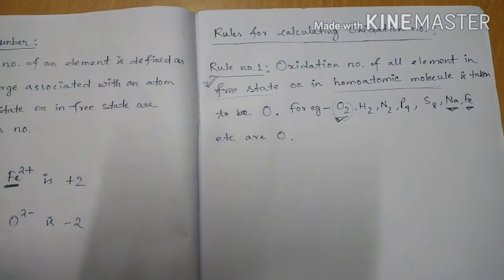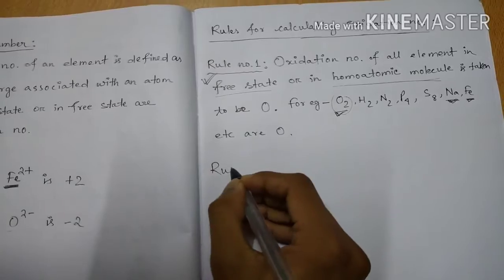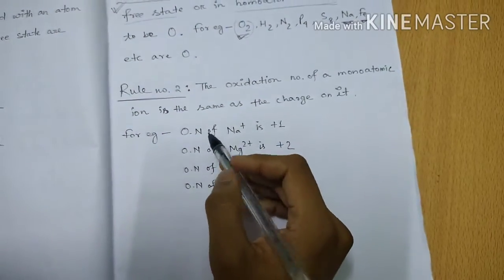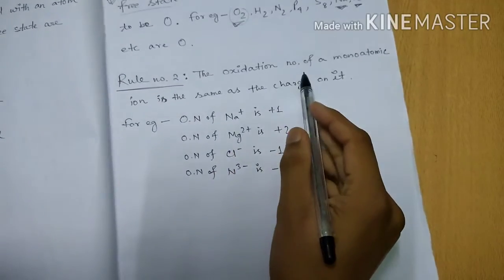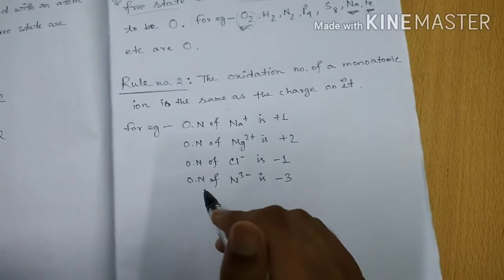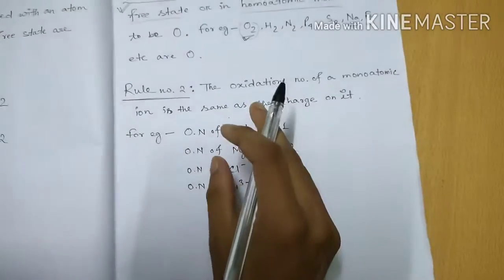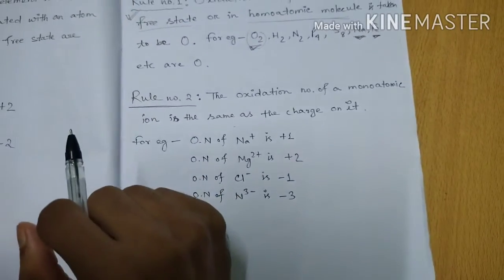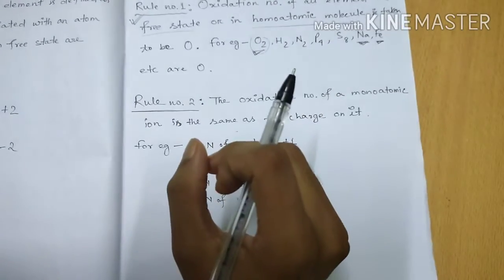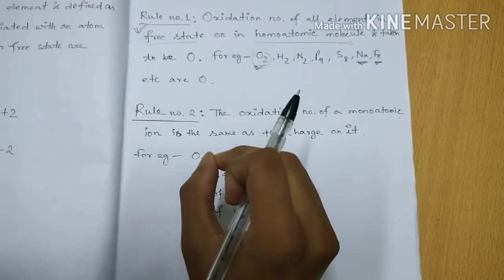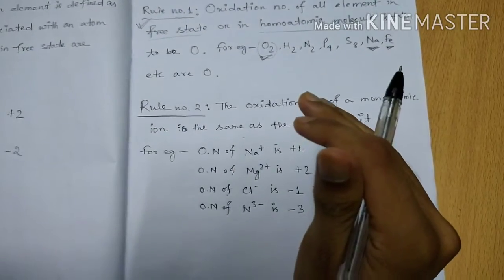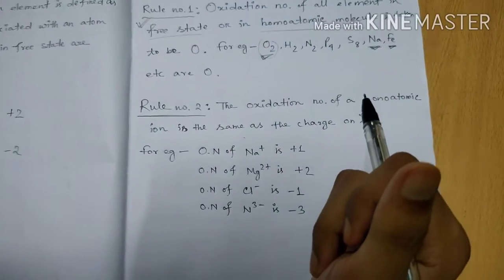Now come to rule number 2. Rule number 2 is that the oxidation number of a monoatomic ion is the same as the charge on it. You have to know first what a monoatomic ion is: only one atom, and that atom should have a charge. Then only will that atom be called a monoatomic ion.